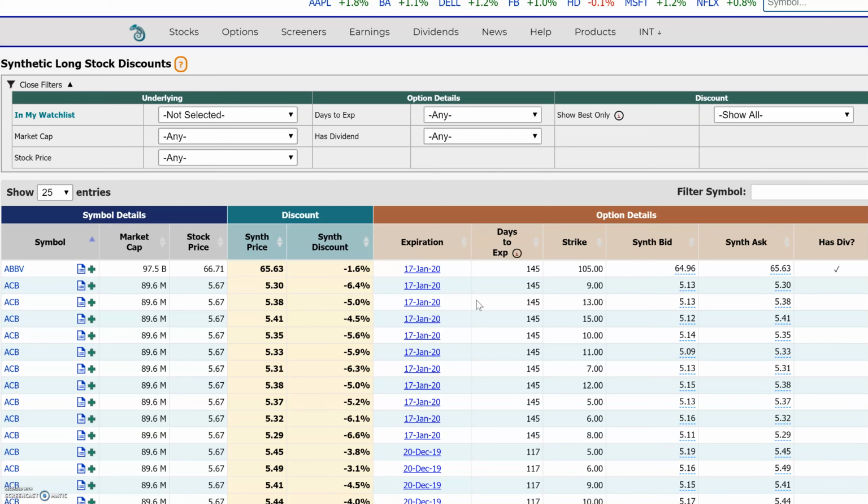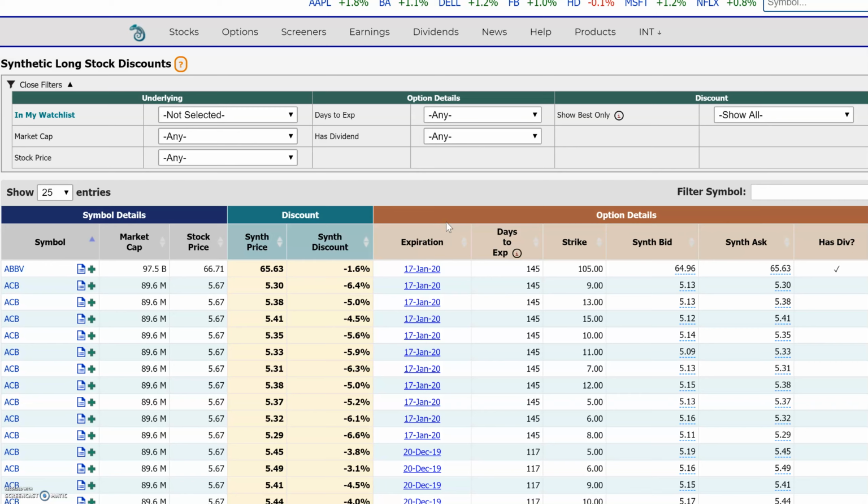I wanted to really quickly look at a scan with you using the synthetic long stock discount. And before I do a scan, I just wanted to explain really quickly what this is. In the options market, you could create a synthetic long stock by buying the call and selling the put on the same strike, which essentially creates a synthetic long.